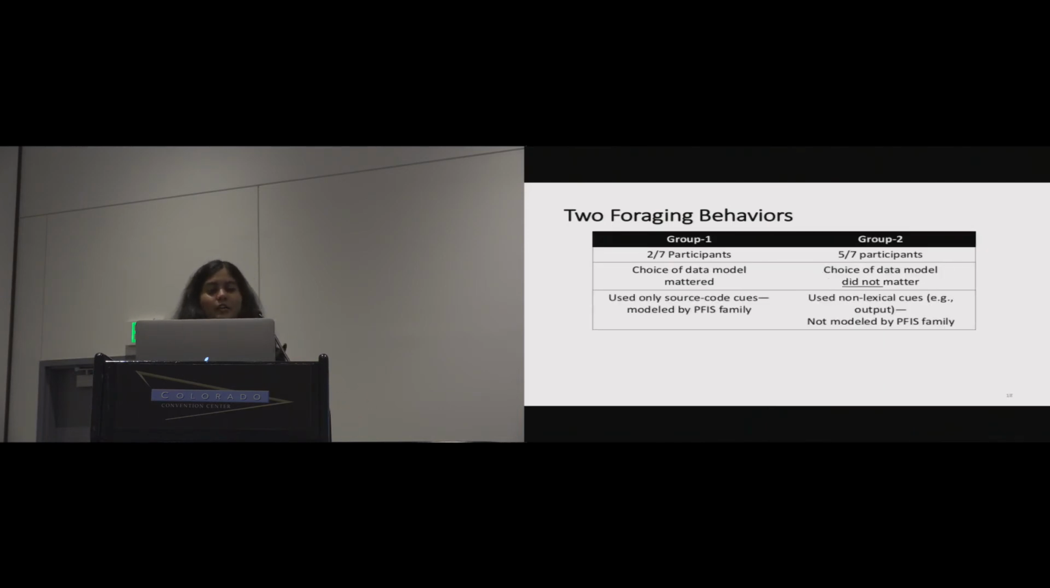And this was because the first group used only source code cues, which is modeled well by the PFIS family of models, or generally any IFT-based model, whereas the second group ended up using a lot of non-lexical cues, such as how the visual output of the game looked, which is not modeled by the PFIS family or any other IFT-based model for that matter. And what this tells us is that there is a gap in the way we've been modeling, and hence there is also a gap in our understanding of how programmers forage among variants. Therefore, we need to start thinking about non-lexical cues and IFT-based modeling if we really want to leverage IFT as a theory to build tools in the case of variants.